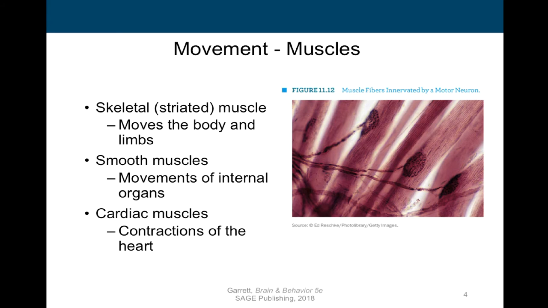Those neural signals end up in our muscles, and our muscles come in three general varieties: skeletal muscles, also known as striated muscles because they're striped, as you can see here in this picture. Those move the body and the limbs. Smooth muscles are involved in the movements of internal organs, like those used in digestion, and then cardiac muscles, which here in this picture, we're seeing a motor neuron that has left the spinal cord and is innervating these muscle fibers.